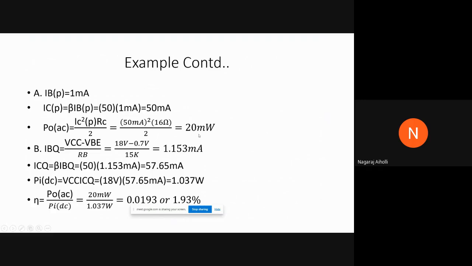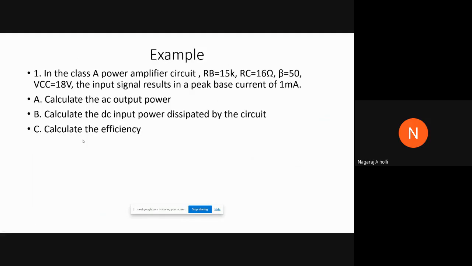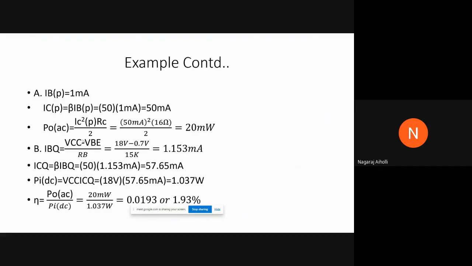Next, let us calculate the DC power drawn by the circuit, that is, the DC input power dissipated by the circuit. The input DC power PIDC is given by the equation VCC into ICQ. VCC is already given. It is 18 volts, as stated in the problem.